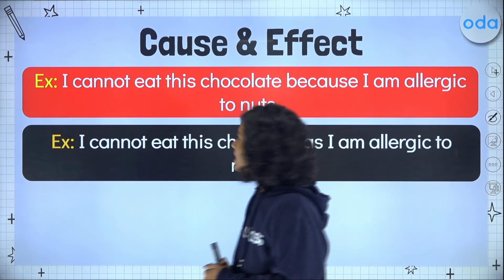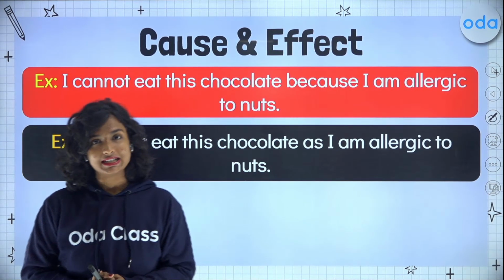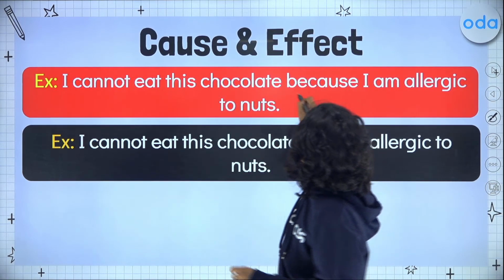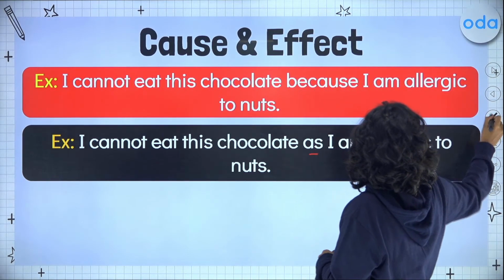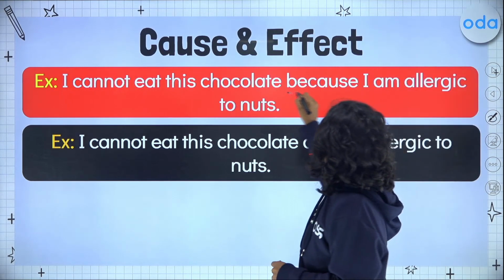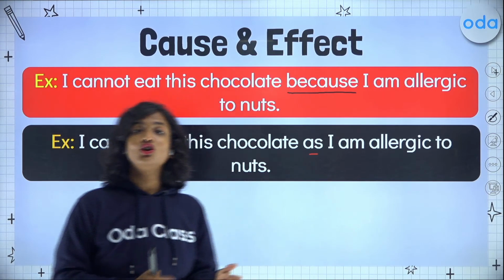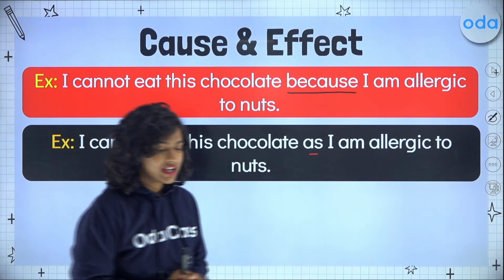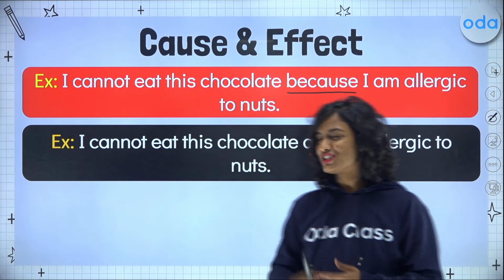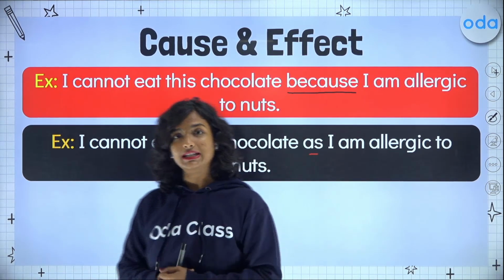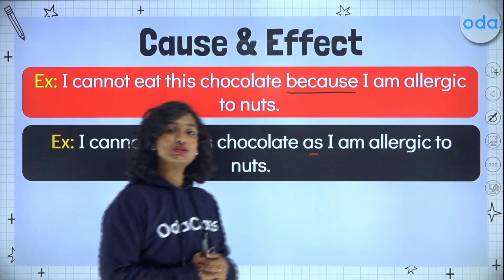So let's see this. I cannot eat this chocolate because I am allergic to nuts. So you see here the cause and effect relationship that we get to see. Because. Why can I not eat this chocolate? It's because I am allergic to nuts. We can actually use another conjunction here, which is as. I cannot eat this chocolate as I am allergic to nuts.